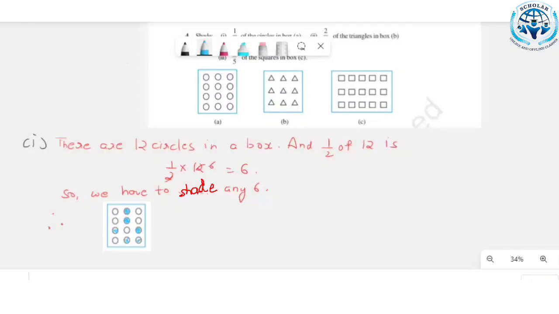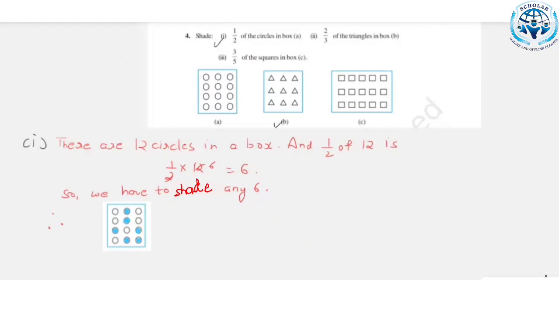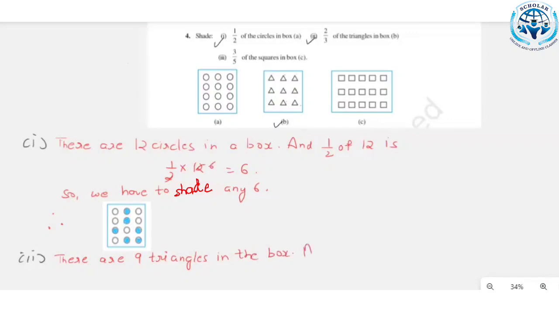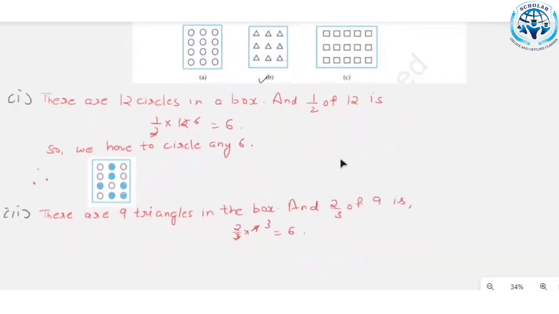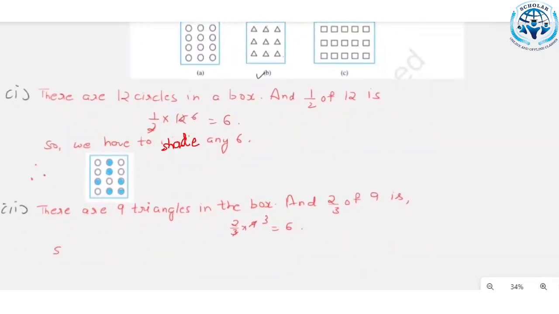In the B1, 2 by 3 of the triangles in the box. There are a total of 9 triangles in the box. So 2 by 3 of 9. That means 2 by 3 into 9. 3 3s are 9, 3 2s are 6. That means 6 triangles. We have to shade 6 triangles.